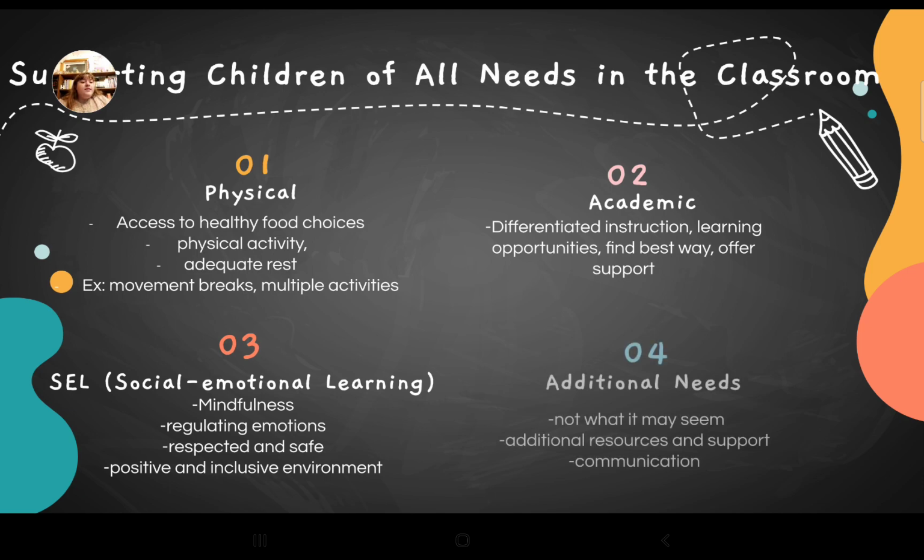And the fourth one is just any additional needs children may have. It may seem like everyone is thriving in the classroom and that all their needs are being met. That is not always the case, and it's not always very clear. So teachers have to be able to recognize if there are students that need additional support, and with that, have healthy communication with the parents or guardians and the school as well.